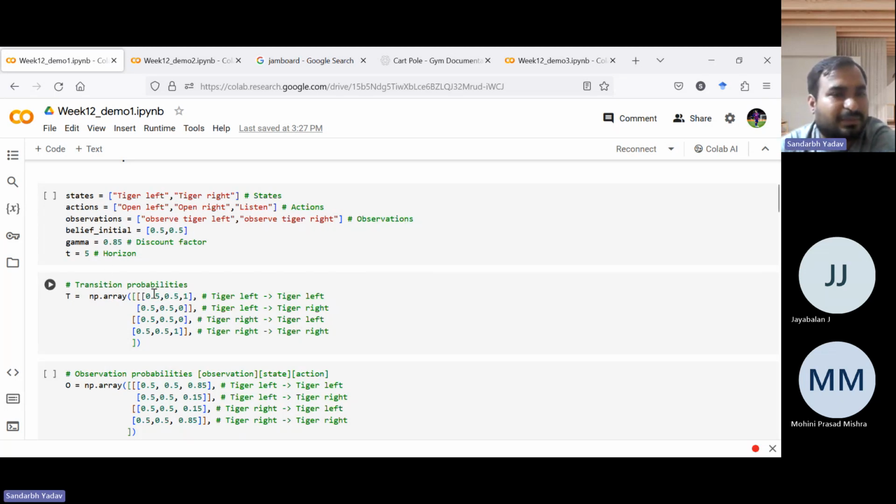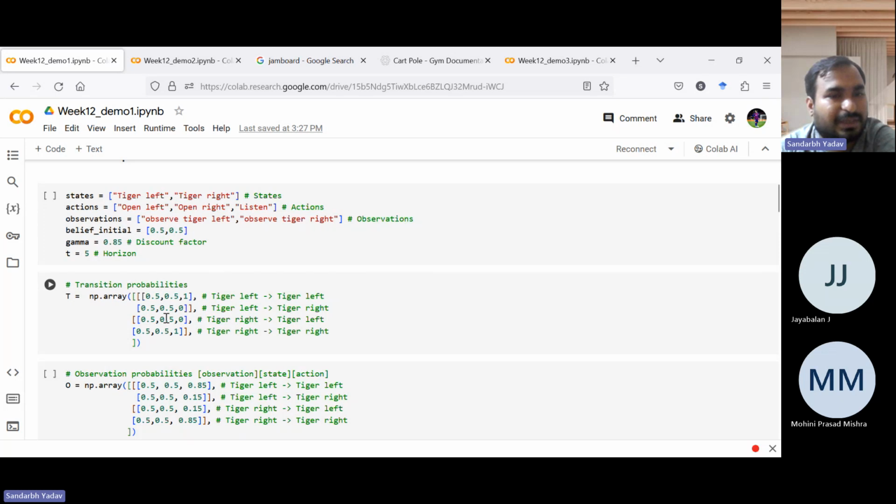So again, these are the transition probabilities. These are the initial transition probabilities. Suppose tiger left to tiger left state, and these correspond to three actions. If you open the left door, then with 0.5 probability you will go to tiger left. If you open the right door, then with 0.5 probability you will go to tiger left. But if you are in tiger left and you do the listen action, then with probability one you will remain in tiger left state only.